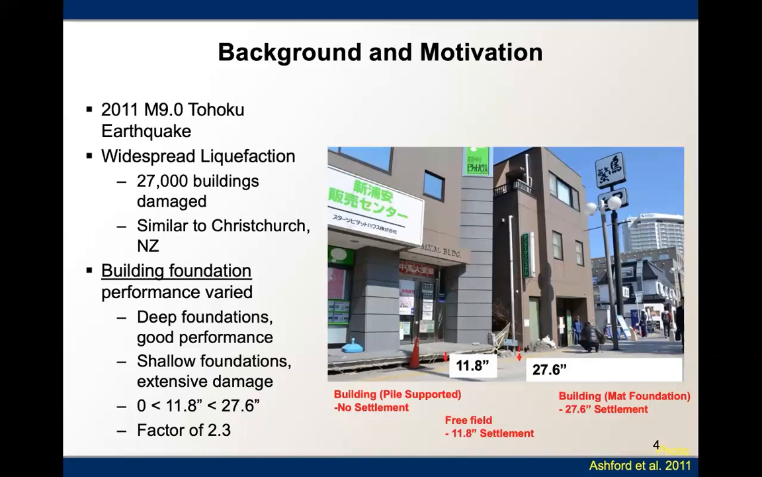The reports suggest over 27,000 buildings suffering similar damage. We also observe a very similar pattern of damage in buildings in earthquakes in Christchurch, New Zealand. Overall, buildings sitting on deep foundations perform well in liquefied zones, whereas buildings sitting on shallow foundations observed significant damage. And I wanted you to remember those settlement values, the ground settling about 12 inches versus the building settling exceeding 27 inches. There's a factor greater than 2 when comparing those numbers.